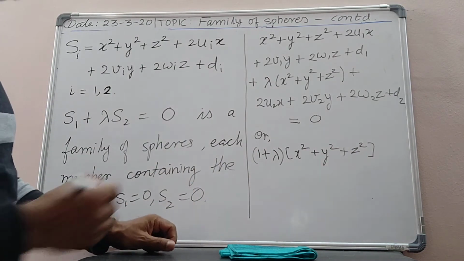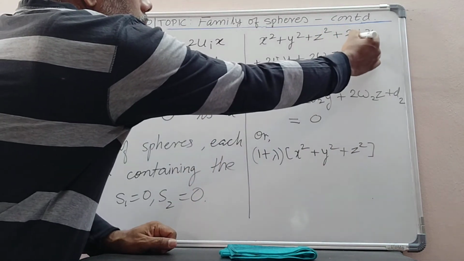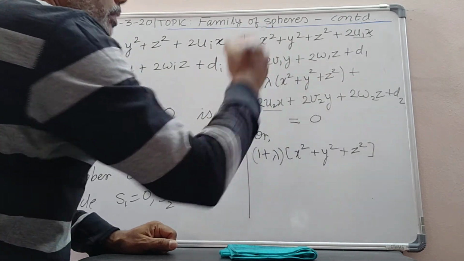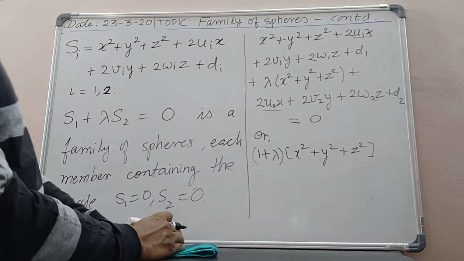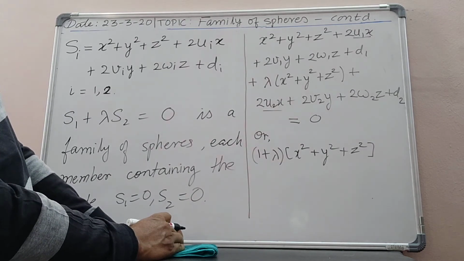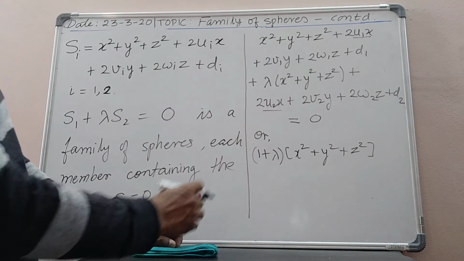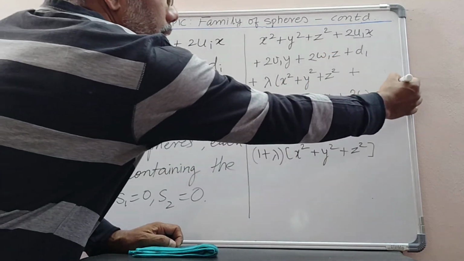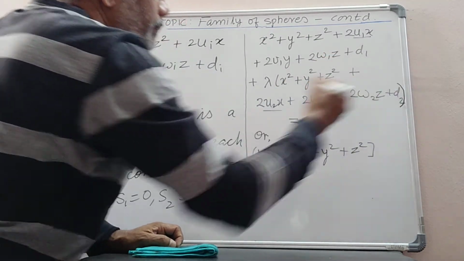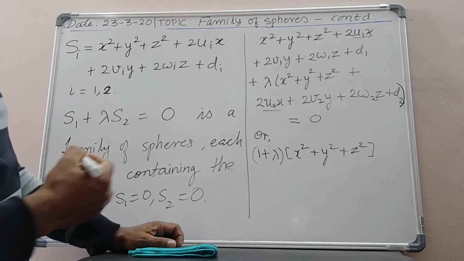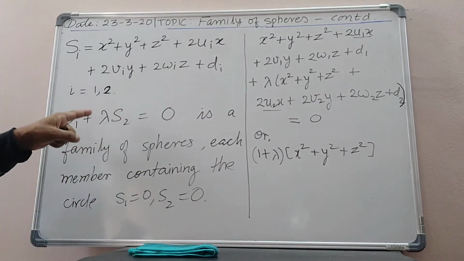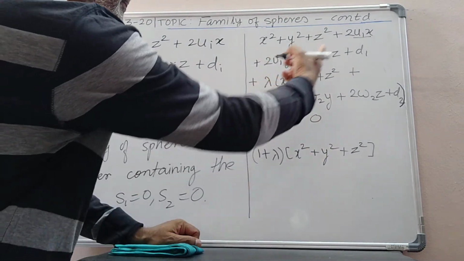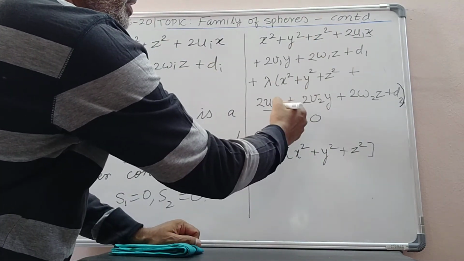Now let us look at these terms, this and the one corresponding to that over here. Something has gone wrong here. So lambda is multiplied to this whole thing. Please correct that. Yes, I'm looking at S1 plus lambda S2. All right, so this and the term over here.